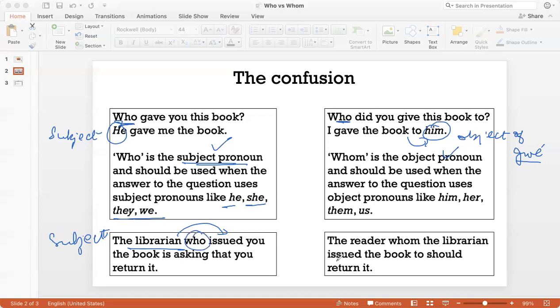The reader whom the librarian issued the book to should return it. Whom did the librarian issue the book to? The librarian issued the book to the reader. It's the object of the verb issue. The librarian issued the book to the reader. So therefore, the reader whom the librarian issued the book to should return it. So this depends on whether the word with who is the subject of the sentence or the object. If it is the subject, use who. If it is the object, use whom.